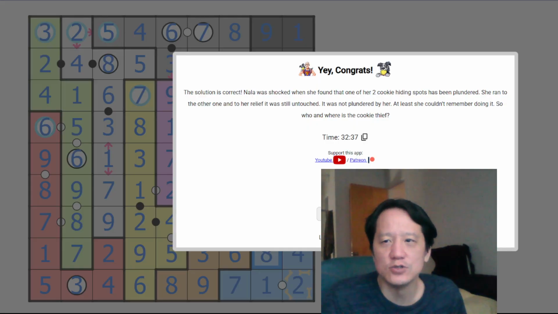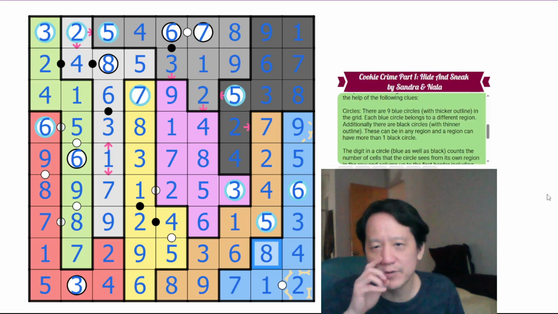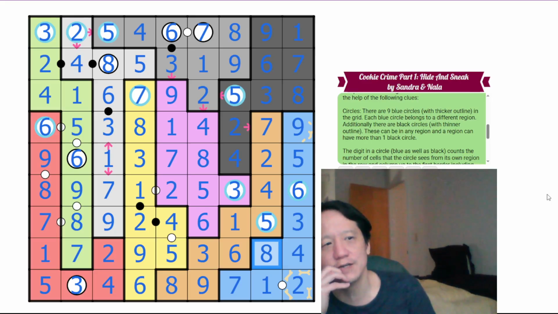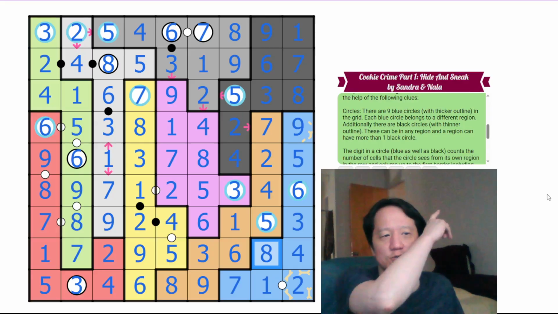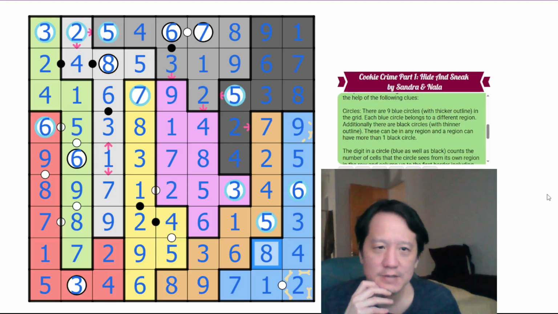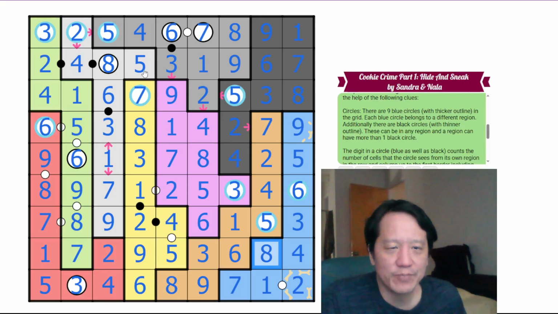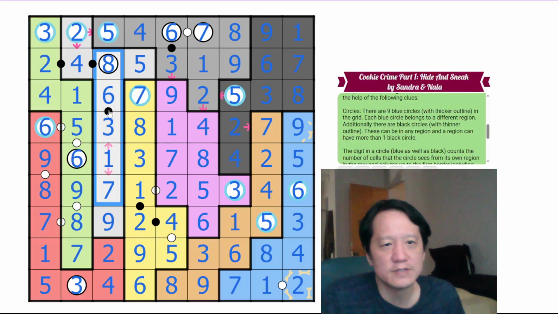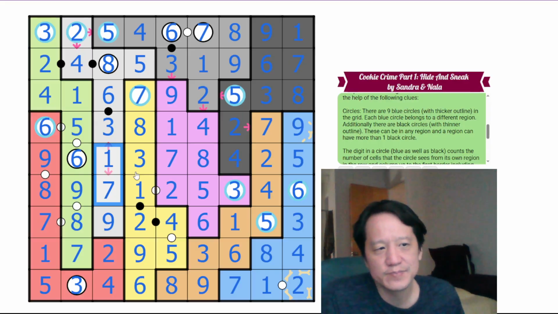And that leads to the cookie crime part 2, which I have already done. I will post a link to that puzzle in the corner. And yeah, this wasn't too bad. I did make this mistake here, but I soon realized it had to go this way because otherwise this was problematic. Could not go 6 that way. And so then I realized this had to be 1 instead of the 2 that I hadn't made that assumption.